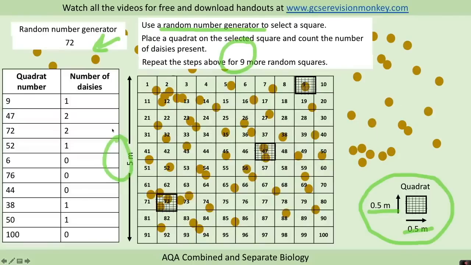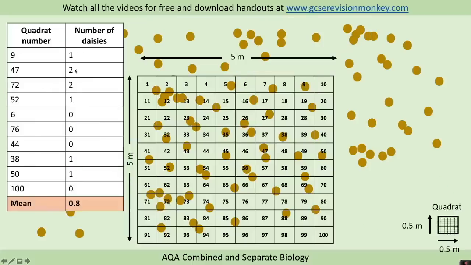Now we'd repeat that for around 10 squares. So we've got different quadrats here, and we've counted the number of daisies present in the squares. And we're going to then calculate a mean number of daisies per quadrat.